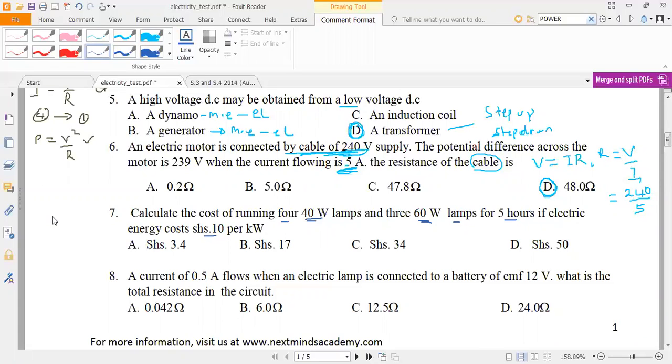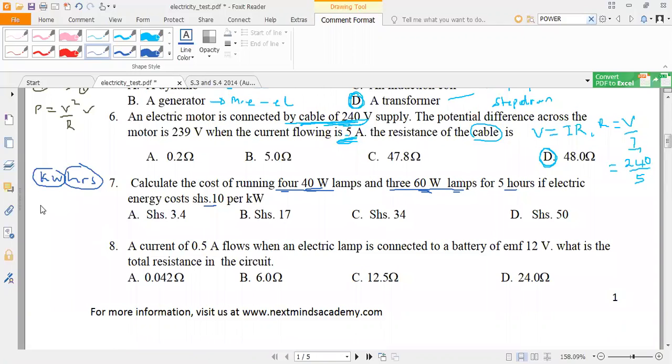So when measuring electricity or calculating the cost of electricity, the units are measured in what we call kilowatt hours. So power must be in kilowatts and time must be in hours to get the units. Meaning that we first calculate the number of units consumed by these 4 lamps and the number of units consumed by these 3 60-watt lamps, and then we add the 2, and then we multiply by the cost of each.